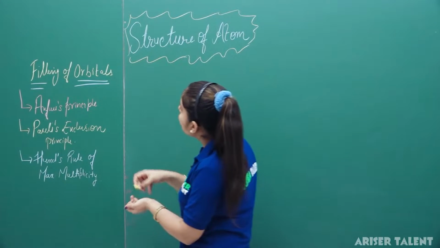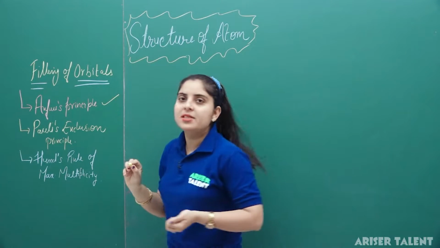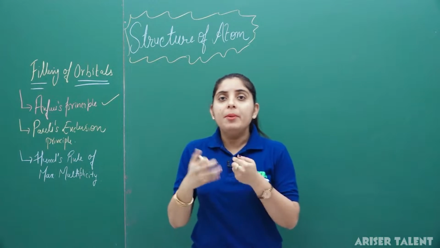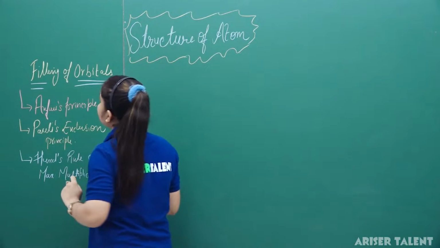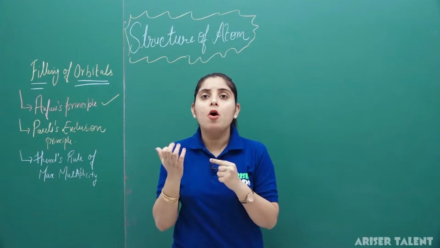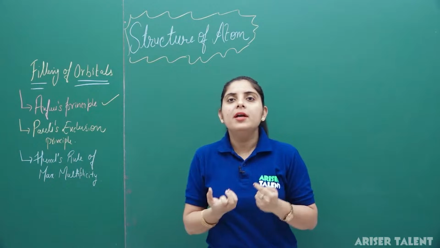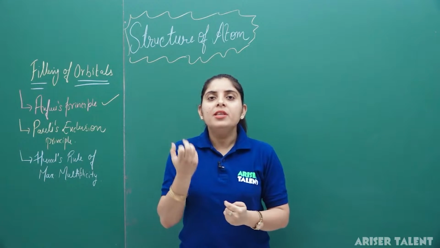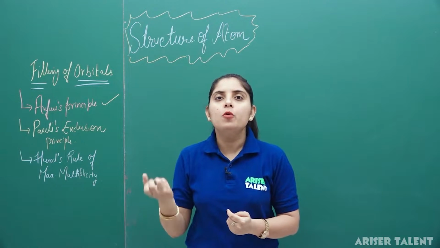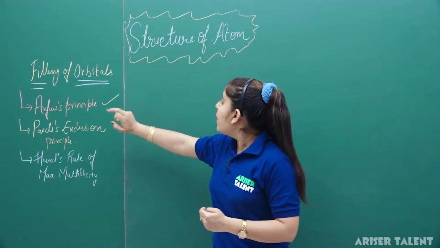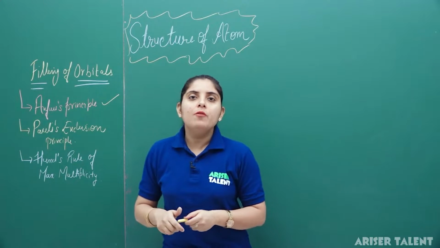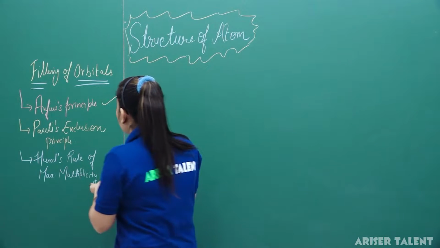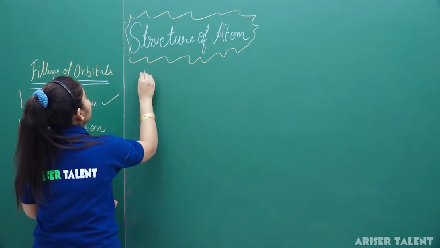So, we have gone through our first topic, that is Aufbau's principle. Aufbau is a German word that basically means building up. In this principle, the orbitals are filled according to the increasing order of their energy. It means the electron with lowest energy will occupy the lowest shell of an atom. Now, we are on our second topic, that is Pauli's exclusion principle. What is the statement for Pauli's exclusion principle?